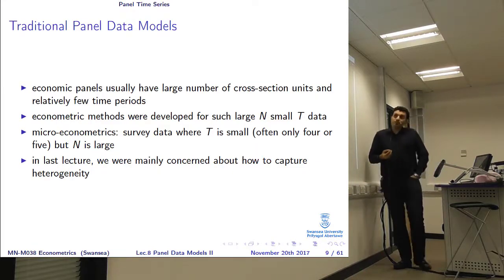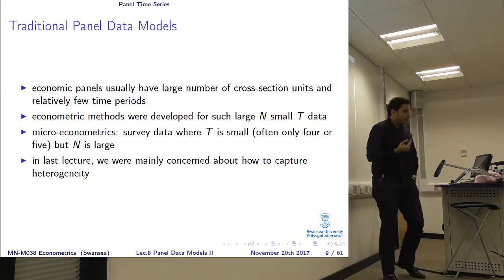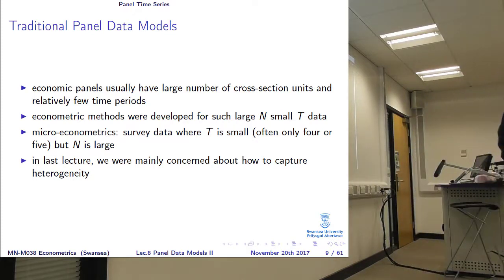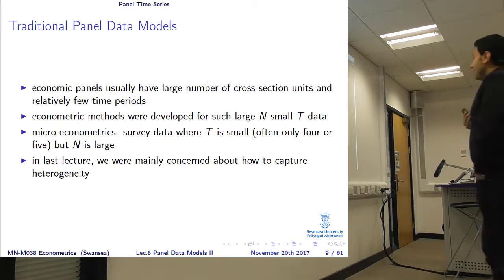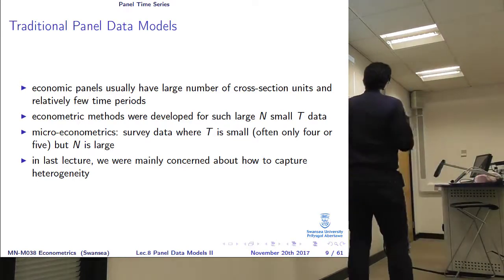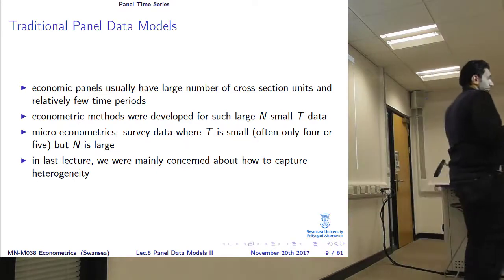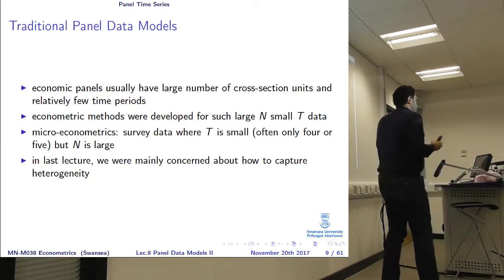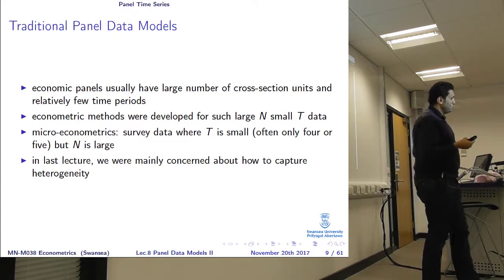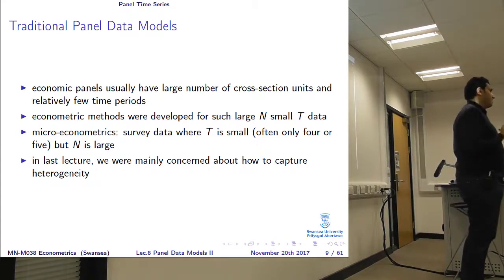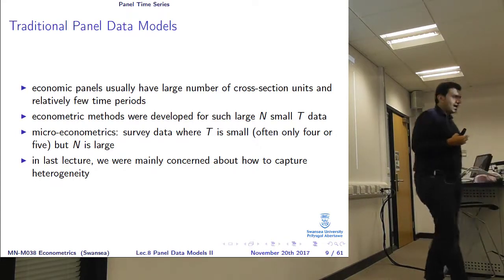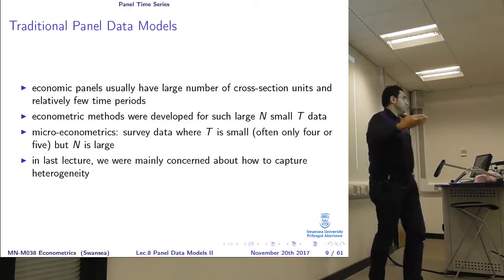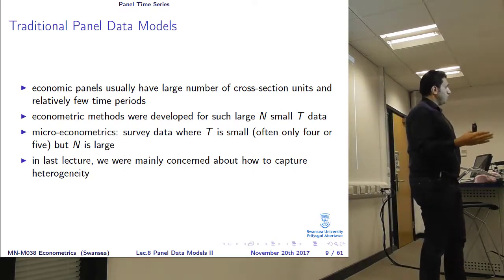So what we've done so far, in general, the econometrics of panel data was mainly developed for a large number of cross-section units and small T. And that's the case in economics, because I probably mentioned this a few times before. I said in economics, we're not that lucky, because even if you have quarterly data, T in most cases is not really long enough.